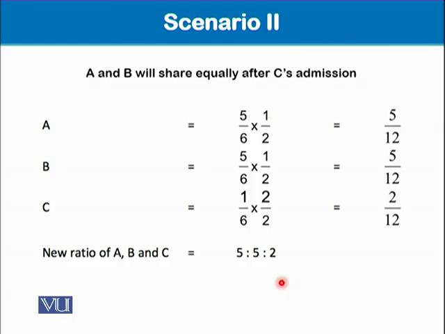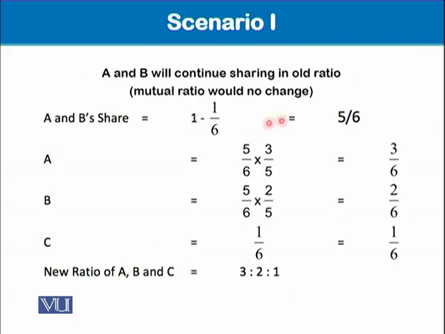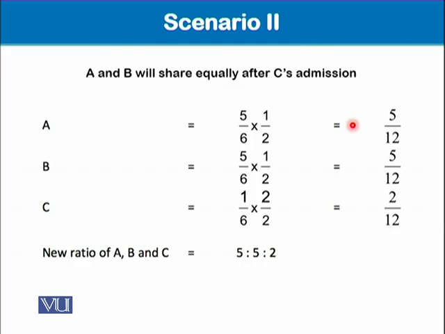In scenario 2, again, the remaining 5/6 will be divided among A and B, and A and B will share equally. Now those 5 slices of pizza will be divided equally among A and B. So 5/6 multiplied by 1/2 and 5/6 multiplied by 1/2. A's share will be 5 out of 12, B's share will be 5 out of 12, and C's share will be 2 out of 12.